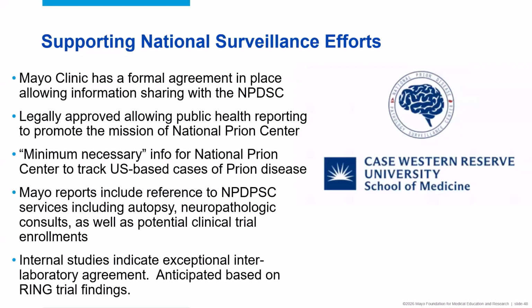At Mayo, we have a formal agreement with the National Prion Disease Surveillance Center to share public health reporting information so that we don't interfere with their mission. So all RT-QuIC positive cases, with a few exceptions based on state rules, we transfer that knowledge to the National Prion Disease Surveillance Center so they can continue to track. And then our Mayo Clinic reports include reference to the services that they provide, with the hopes that people will continue to use those services, some of which can be free for patients and families.